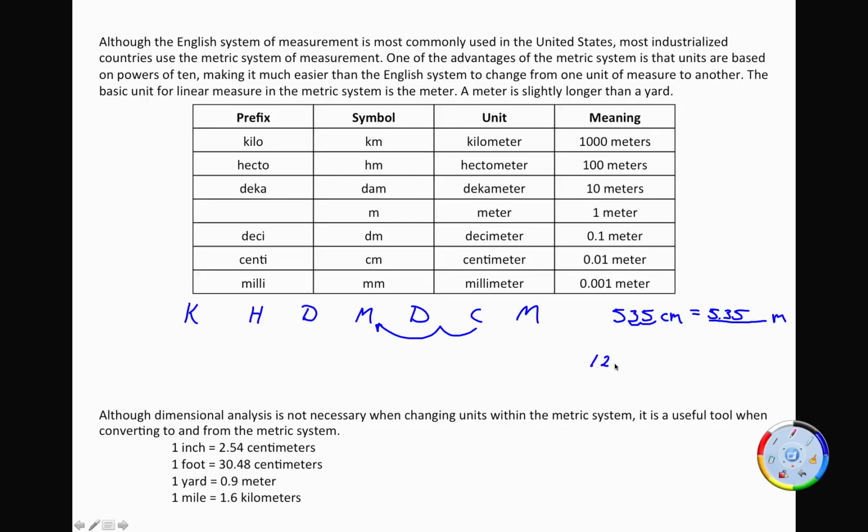If I had 12.7 kilometers, and I want to know how many millimeters that is, well, I'm going from kilometers to millimeters.